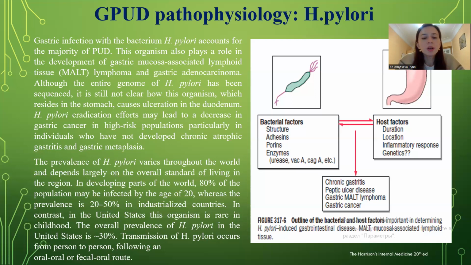The prevalence of Helicobacter pylori varies throughout the world and depends largely on the standard of living in the region. In developing parts of the world, 80% of the population may be infected by the age of 20, whereas the prevalence is about 50% in industrialized countries.